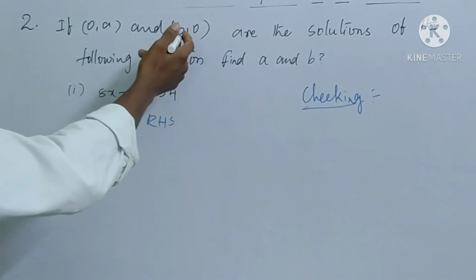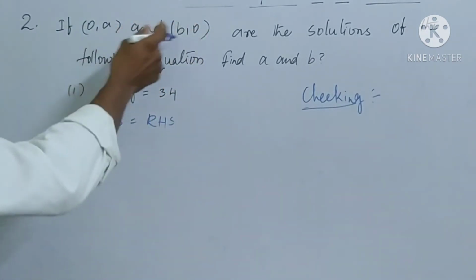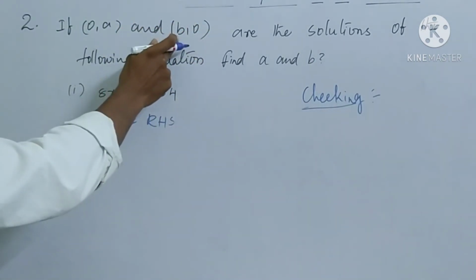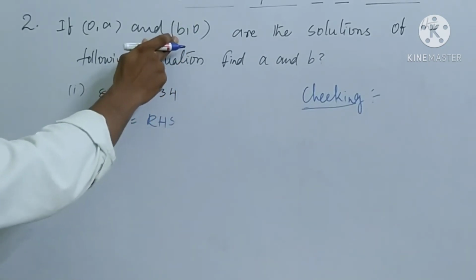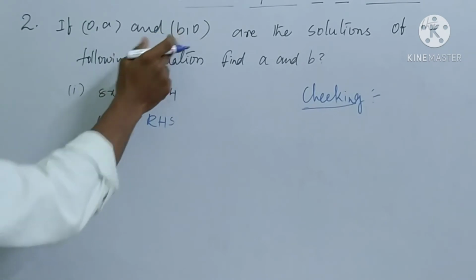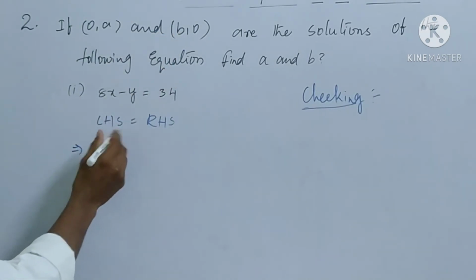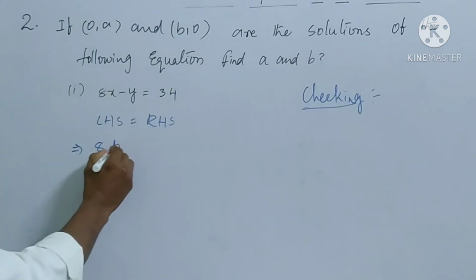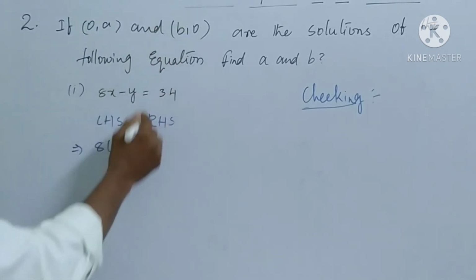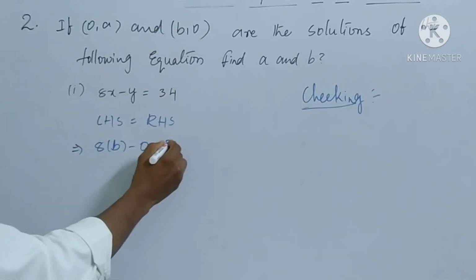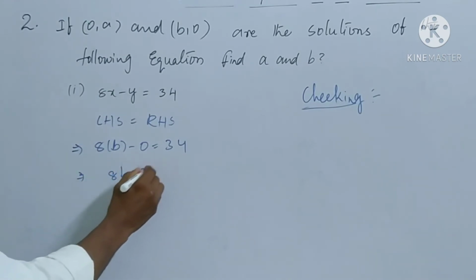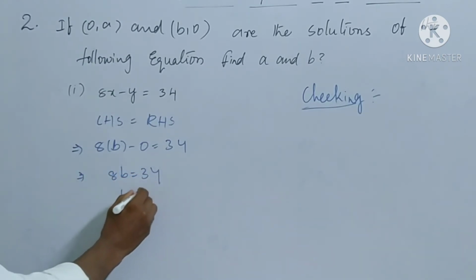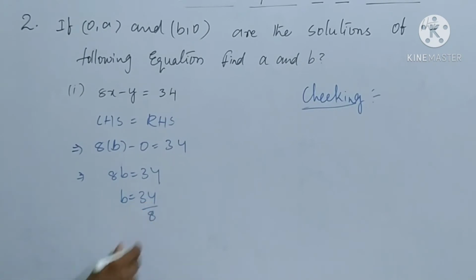Next solution is (b, 0). Substitute x is equal to b and y is equal to 0 instead. Then we get the value of b in the given equation. So 8 into x, which is b, minus y, which is 0, is equal to 34. So 8b is equal to 34. b is equal to 34 by 8.